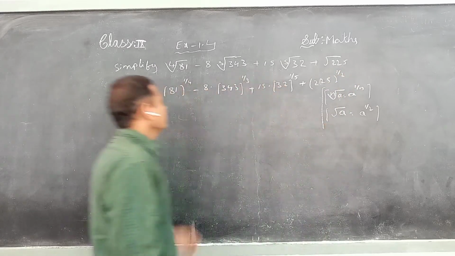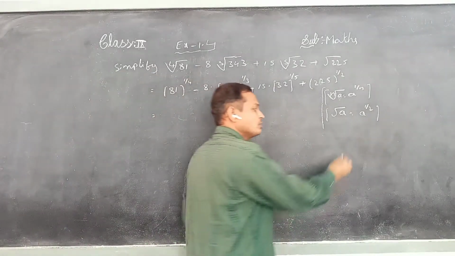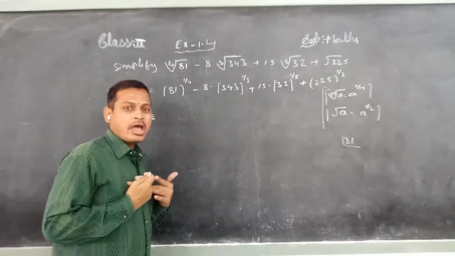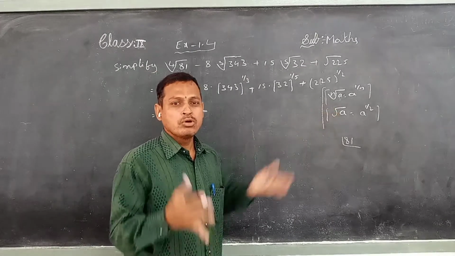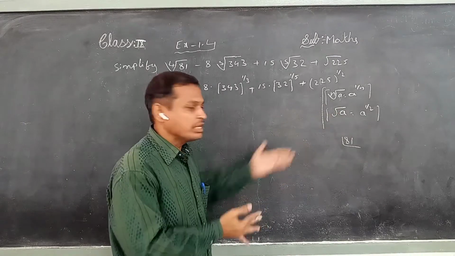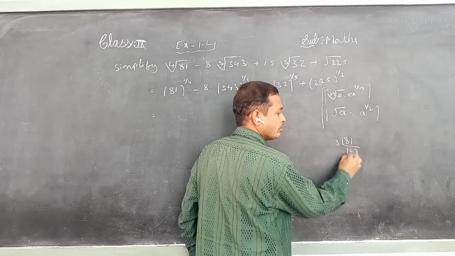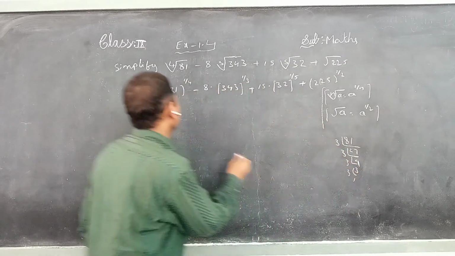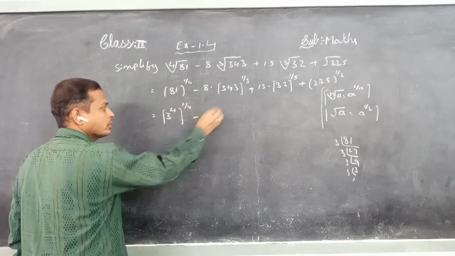Okay, children. So next again 81, we should do in the LCM. What is the LCM in 81, children? In the fourth column, I think that 3 power 4. So we have to do it in the LCM method, children. So 3 27, again 3 9, again 3 1. That is equal to 3 power 4 whole power 1 by 4, children.